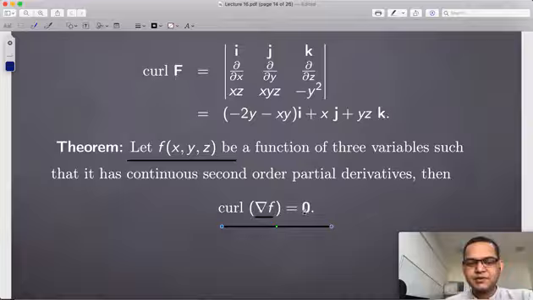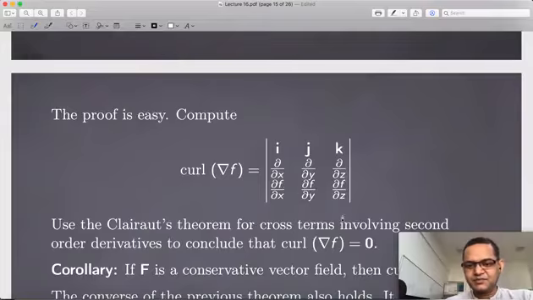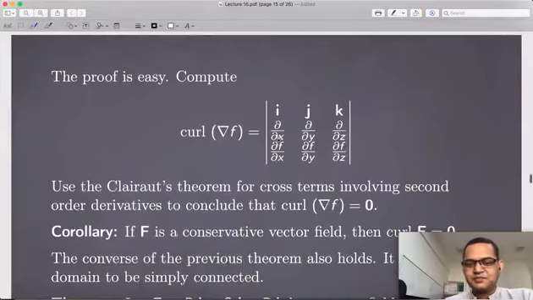Okay, so this you have to keep in mind. And how does one do it? You just have to put it in the definition. And once you compute it, you will see that there are going to be terms involving second order derivatives of f.